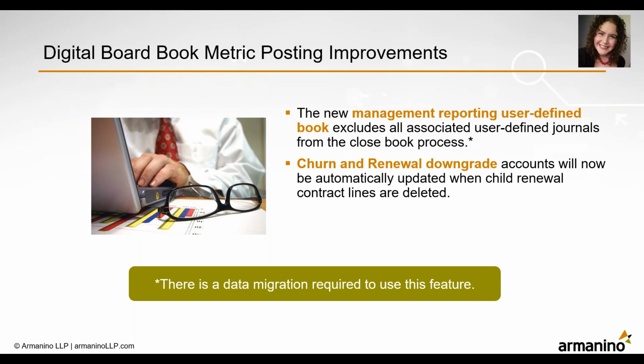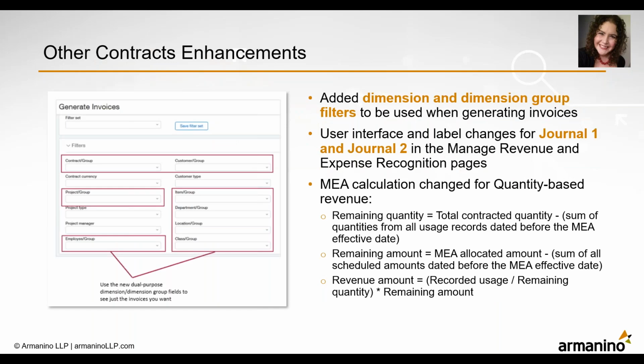For the digital board book, when contract line terms are different from the contract term, say the contract line ends before the contract end date, the DBB metric will automatically post on the contract line end date plus one. And when the contract line date is after the contract end date, the DBB metric will post when the scheduler processes the renewal and will have a posting date of the contract line plus one day. So some big changes there.